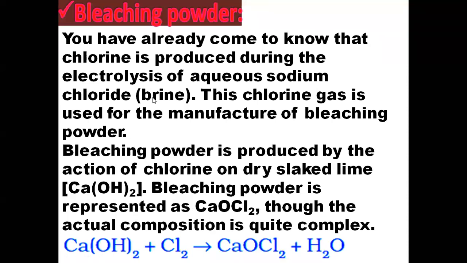Next it is saying bleaching powder is produced by the reaction of chlorine with dry slaked lime, that is calcium hydroxide. After reacting the chlorine with calcium hydroxide, we get the bleaching powder and water.